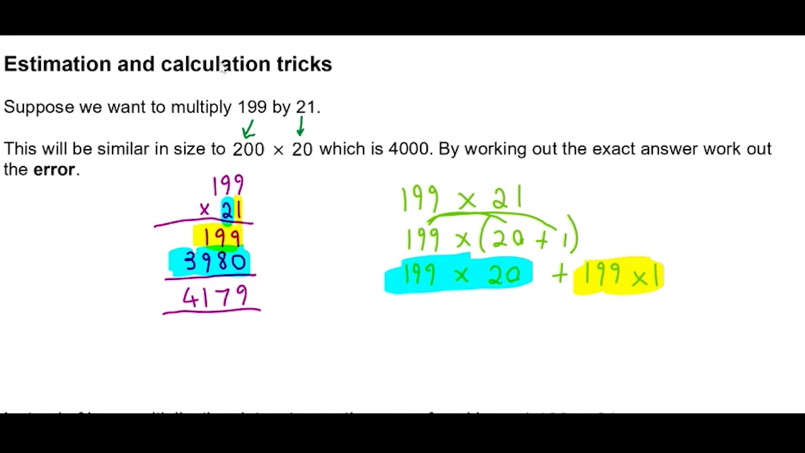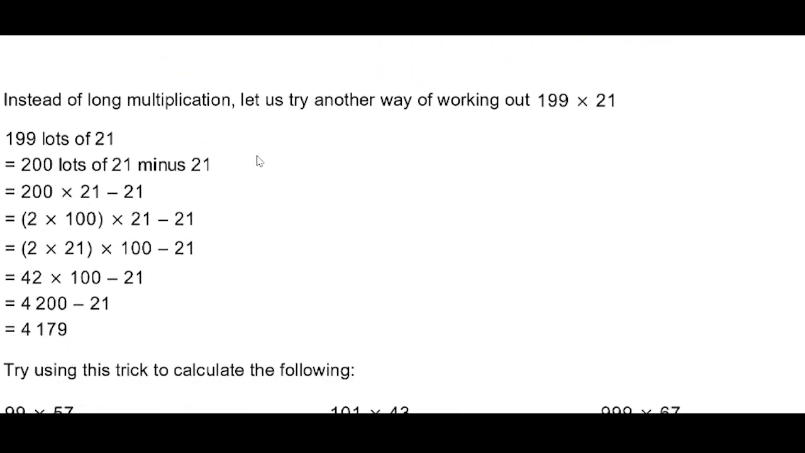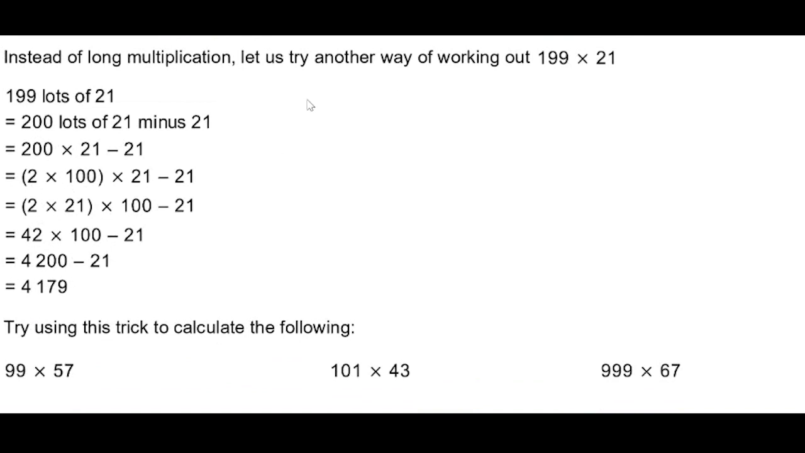Okay, right. Let's now look at another way of doing this question, all right? 199 is actually quite close to 200. So if we've got 199 lots of 21, what we could do is take 200 lots of 21 minus 21. Now 200 lots of 21, we could write like this. Notice how we've associated the 2 with 100 and the 21. Now we've changed it to 2 times 21 because that's easy to calculate. So we end up with 42 lots of 100 minus 21. And that's maybe an easier way of doing it than the long multiplication.